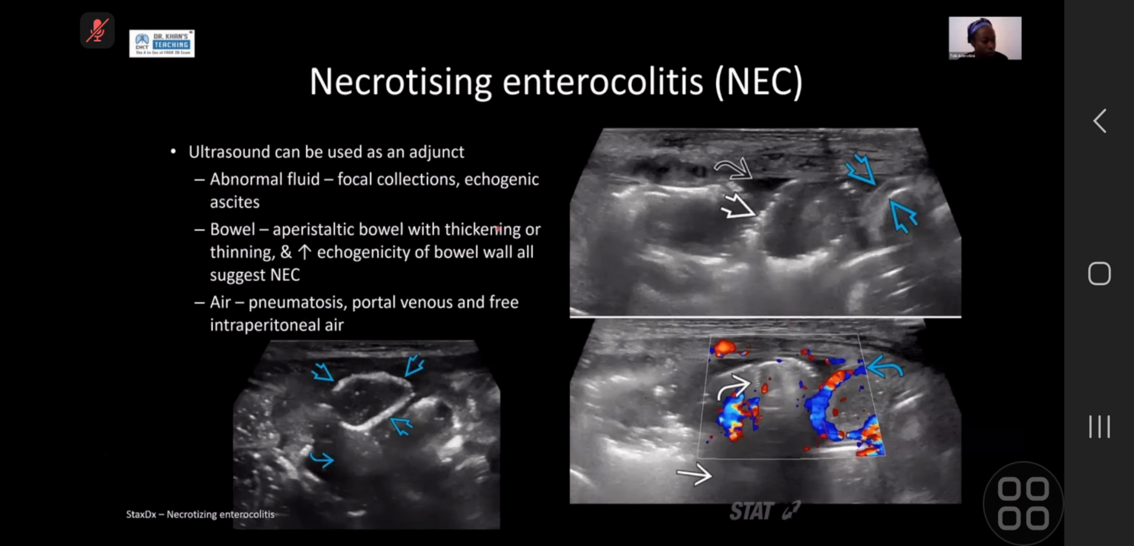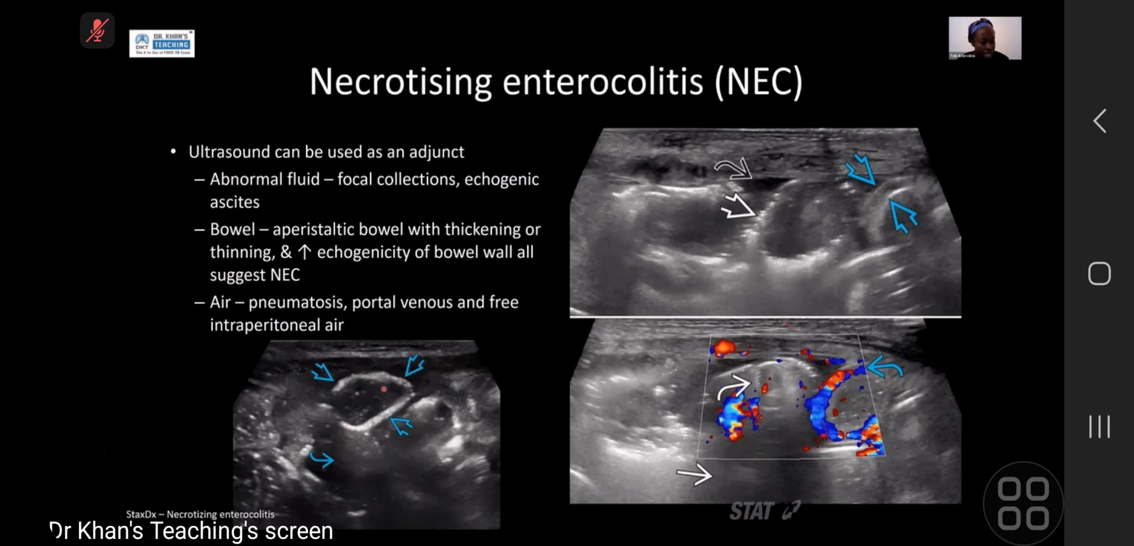So first of all, we can see pneumatosis. So here we can see loops of bowel, and you can see air is echogenic on ultrasound. So we can see multiple echogenic foci around the wall of the bowel, which is in keeping with pneumatosis intestinalis. And here we've got another more florid example.